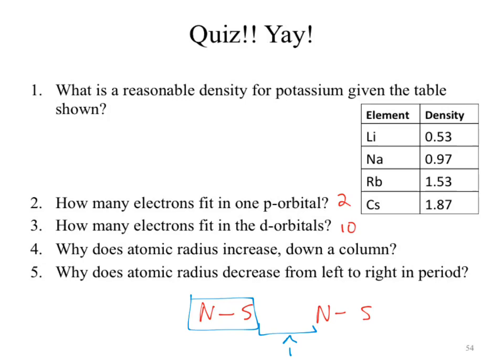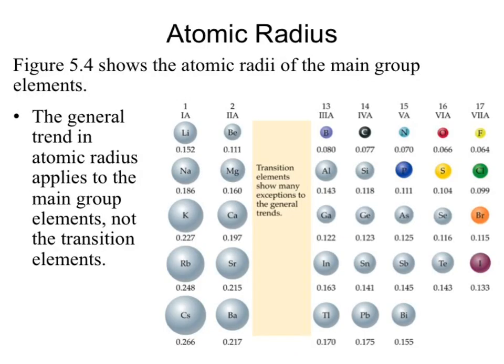Okay? So, when we're looking at our radius, we can see down a column, we're moving up to higher energy levels. Higher energy levels are necessarily further away. That's why it gets bigger as we go down a column.